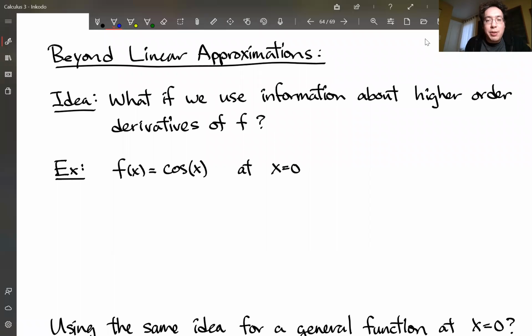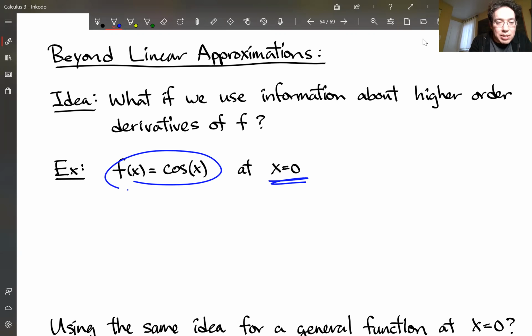Okay, so we got an approximation from looking at the value of the function and its derivative. So what if we use higher order derivatives of the function? So like second derivative, third derivative, and so on. Let's take this idea one step beyond as before. Let's not look at just the function and the derivative, but look at the second derivative as well. So I want like a tangent parabola to this function cosine at x equals 0.